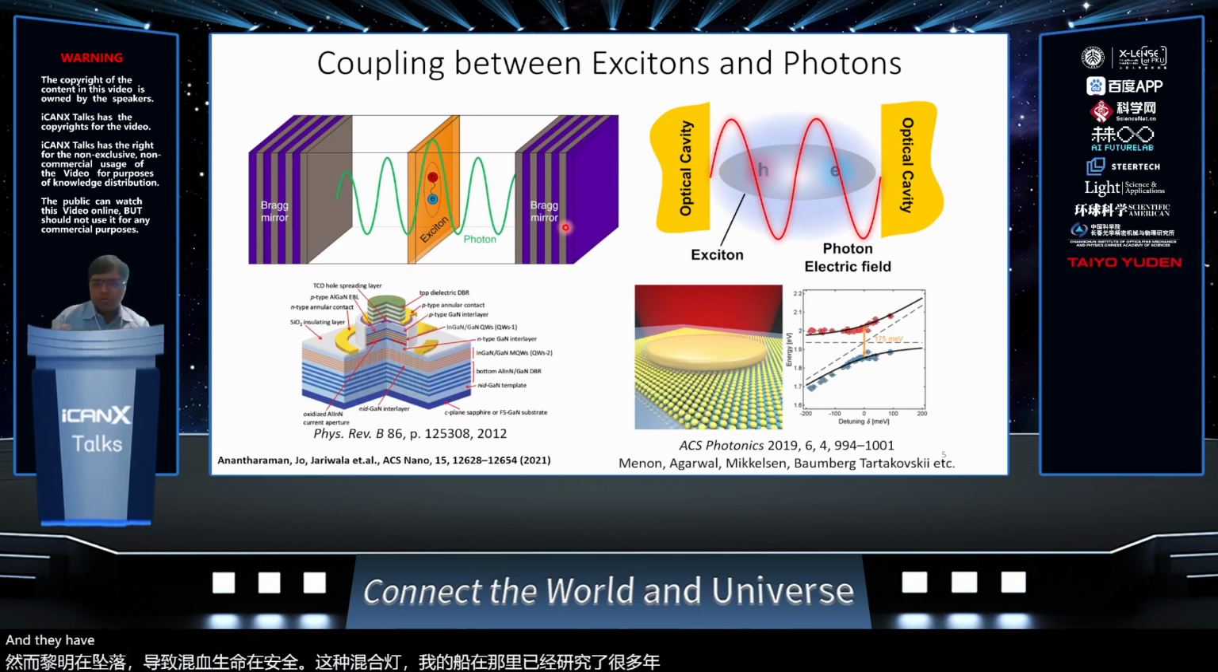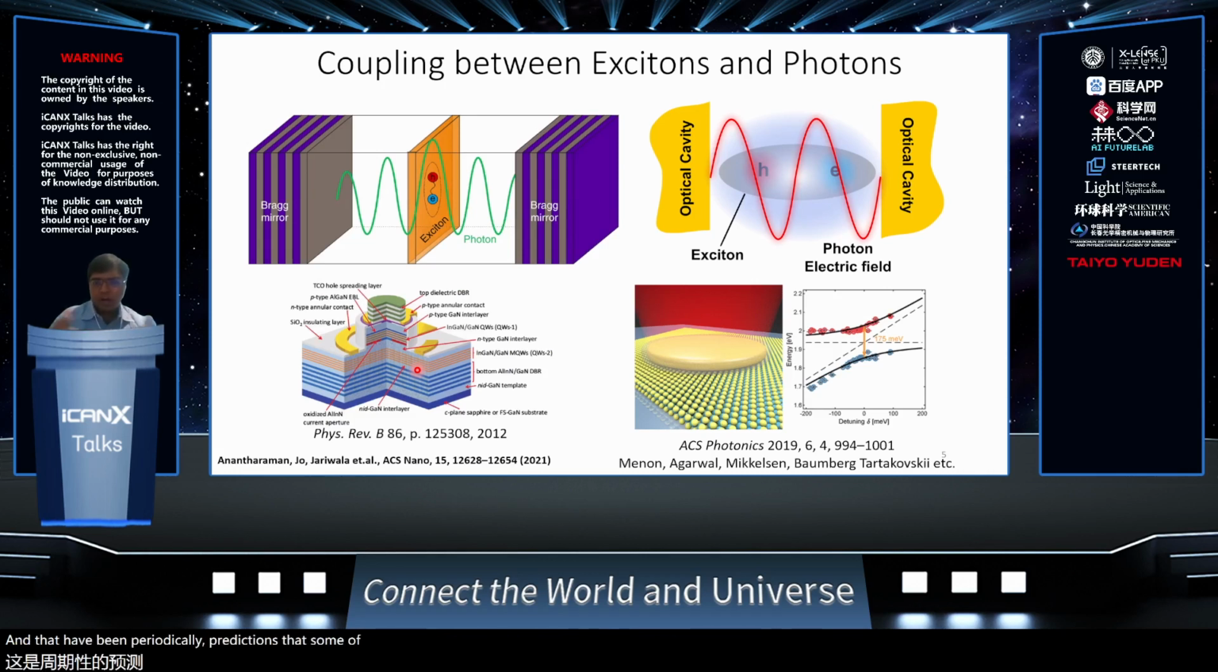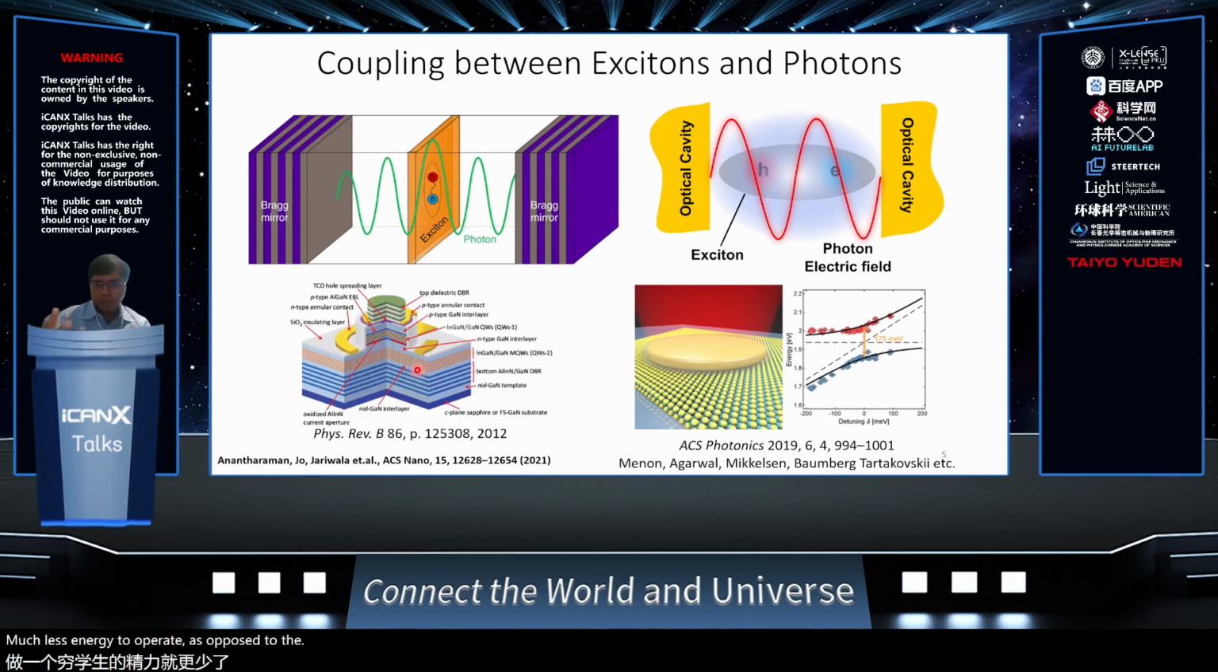They have been known to undergo some interesting fundamental physics, such as condensation to form Bose-Einstein condensates and things like that. People have investigated these things notably in III-V quantum wells. The subject of the investigation was to look for what are known as polariton lasing devices. There have been theoretical predictions that some of these polariton lasing devices could operate at very low thresholds, which means they would require much less energy to operate as opposed to standard photon lasing devices. And therefore, there has been a lot of interest in them.